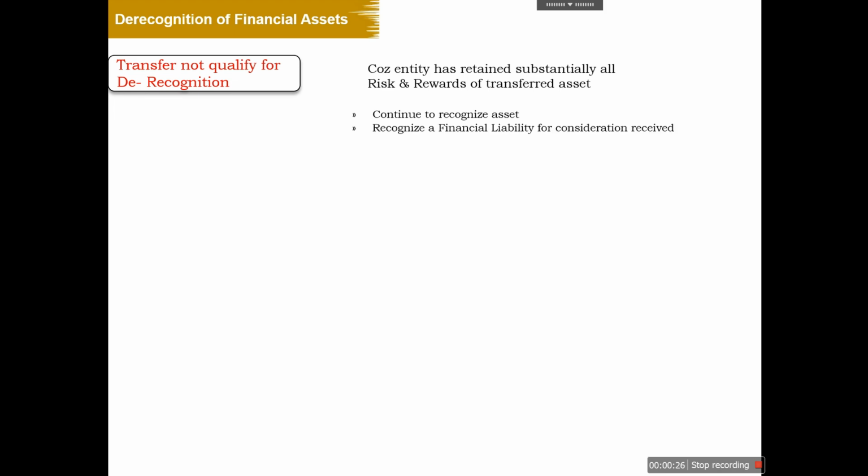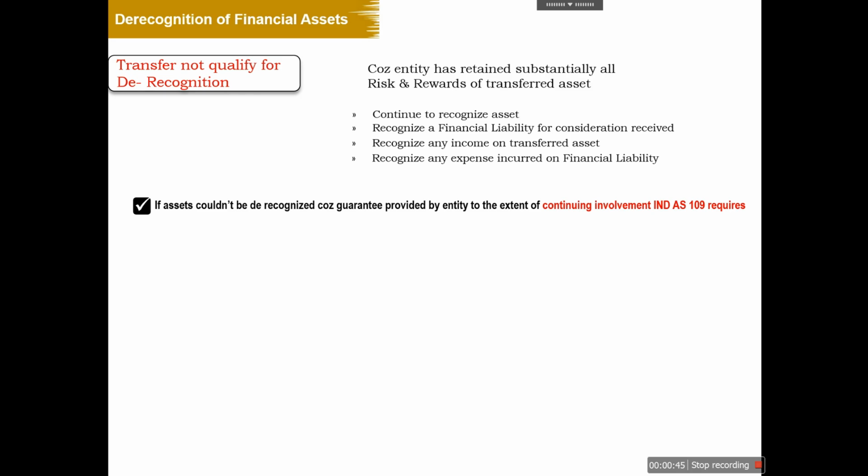Transfers that do not qualify for derecognition. There may be cases where an entity has transferred the assets, but it has retained substantially all the risks and rewards related to the transferred assets. In that case, it will not qualify for derecognition of the assets from its books of accounts. In this case, we need to continue to recognize the financial assets, and we will recognize a financial liability for the consideration that we have received against this financial asset. Apart from it, we need to recognize any income on the transferred assets and any expense that has been incurred on the financial liability.